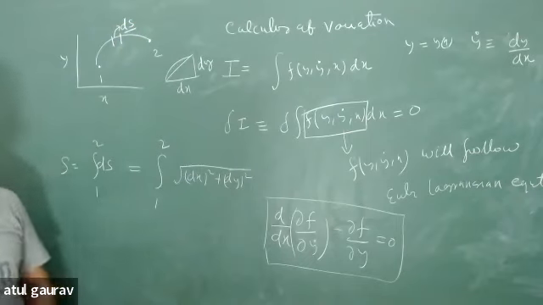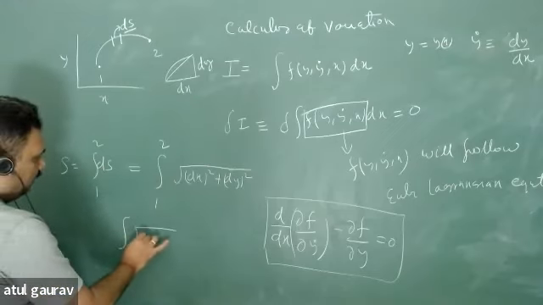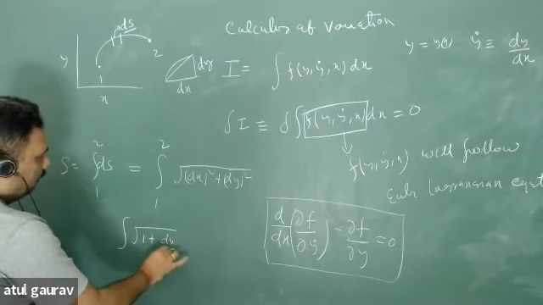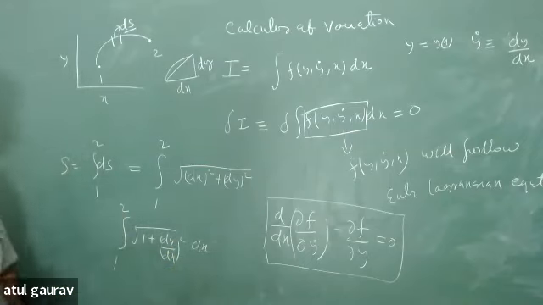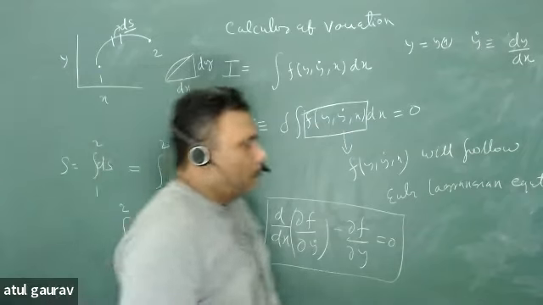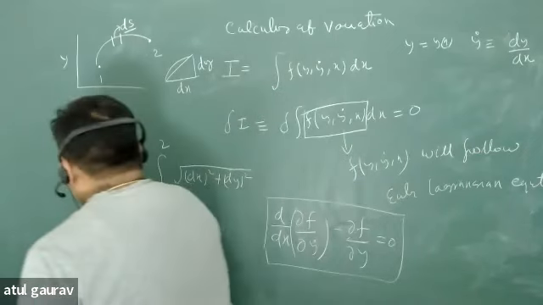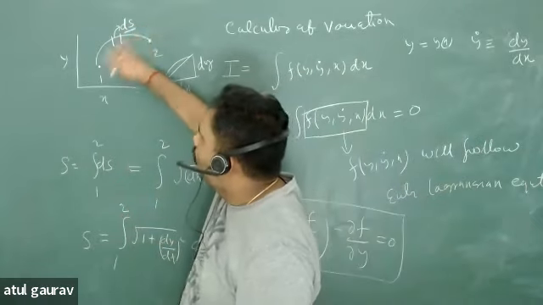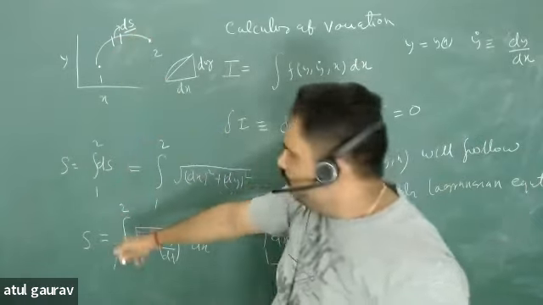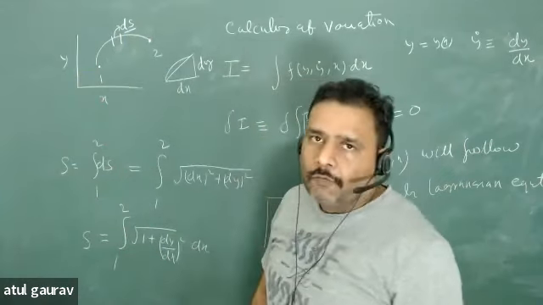Yes? Now, let's go for this integral. Can I write this as the integral from 1 to 2 of root under 1 plus dy upon dx whole square, into dx? Now I have to optimize this particular s. We need the extremum, the minimum length or minimum path, the minimum distance. This is any particular orbit length, so to get the minimum length I have to optimize this particular s.